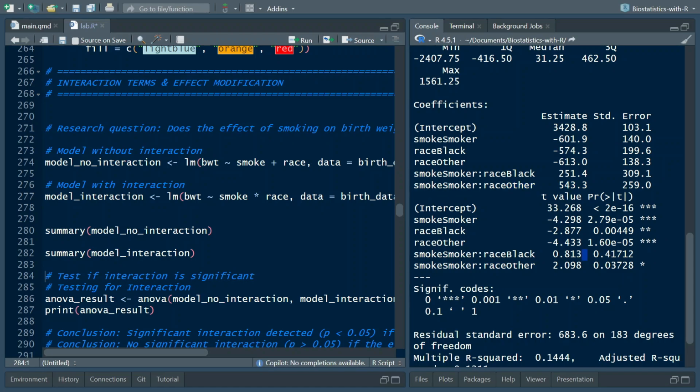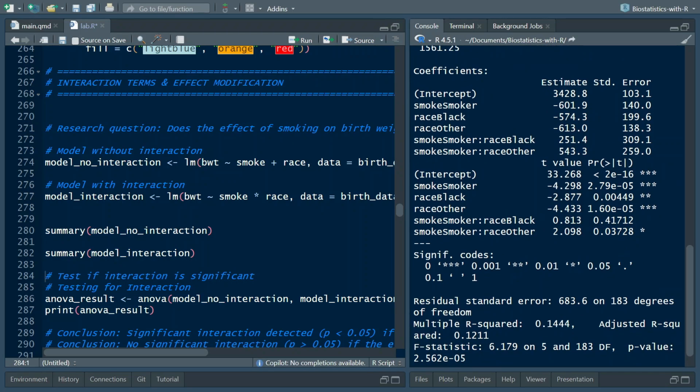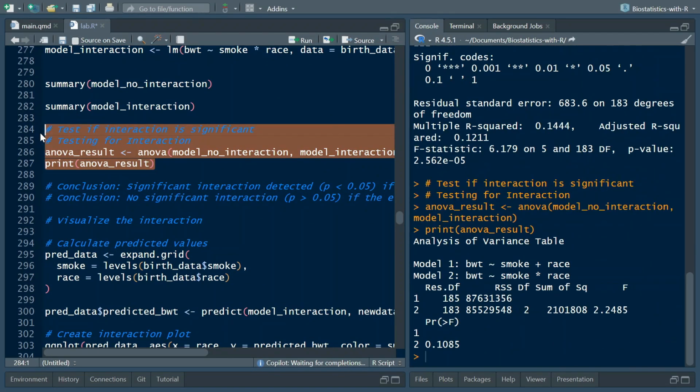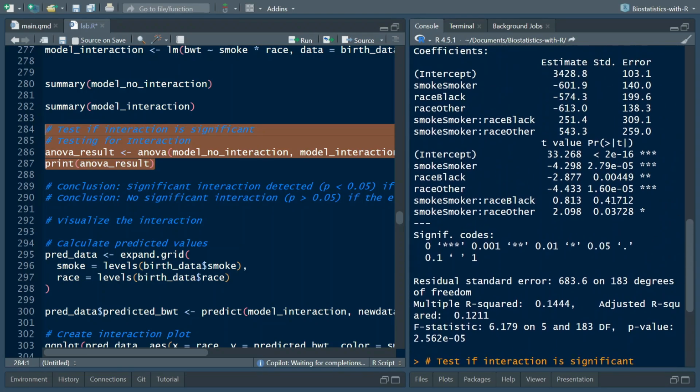So you can see that though we have the interaction terms, they are not actually significant. It's only this particular one, for those that smoke and are from other races, that is significant when compared to 0.05. So this is how the interaction works. We want to test using the ANOVA method whether our interaction is actually significant. If you look at the p-value, the interaction is not significant, because it's only the smoker and race other term that was significant.